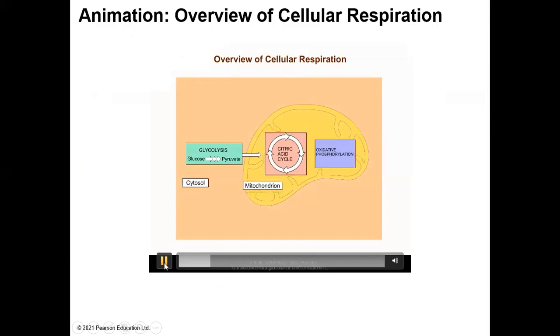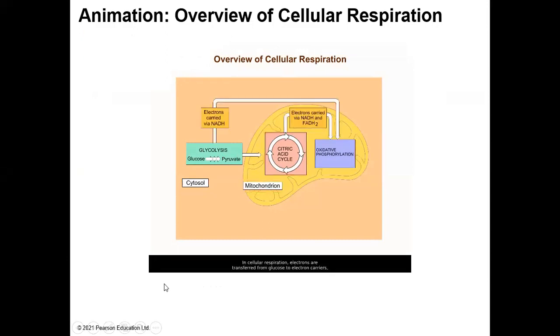In cellular respiration, electrons are transferred from glucose to electron carriers such as NAD+, and finally to oxygen. The energy released by this transfer of electrons is used to make ATP. Carbon dioxide and water are given off as byproducts. Let's learn about the stages of cellular respiration.